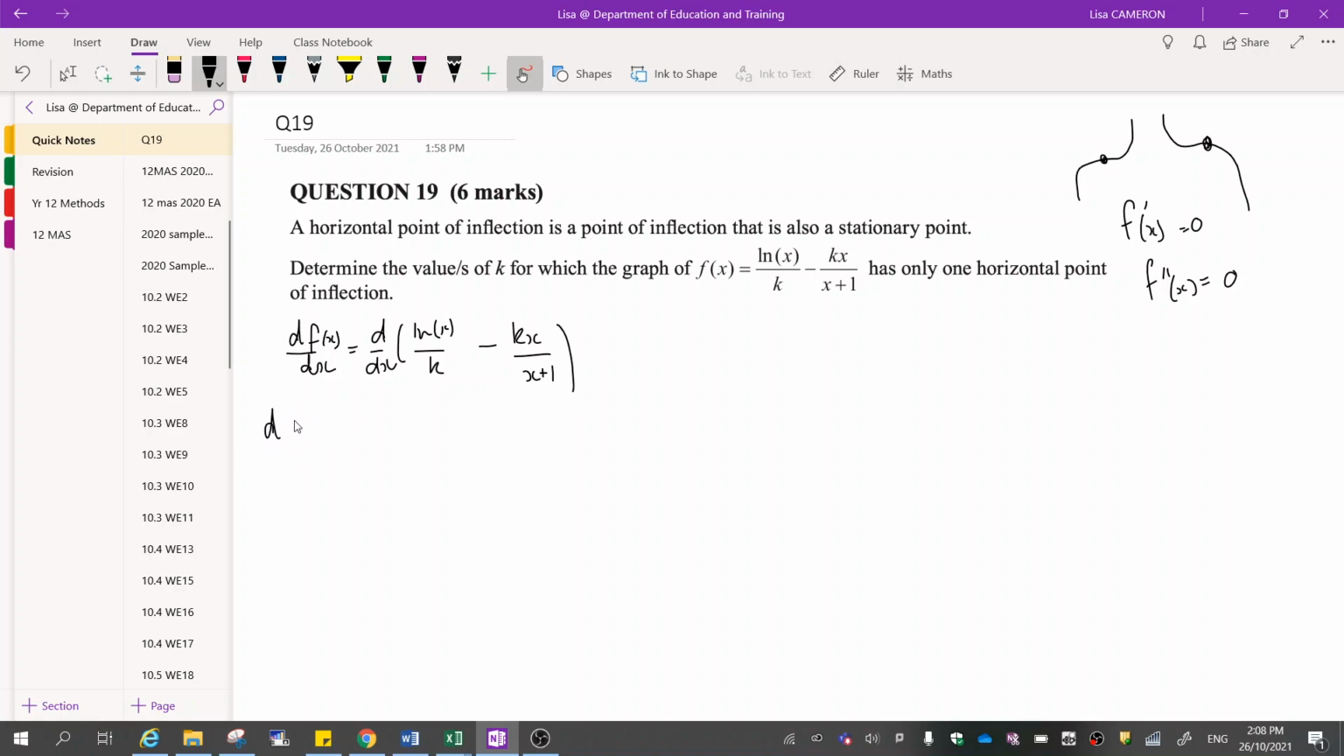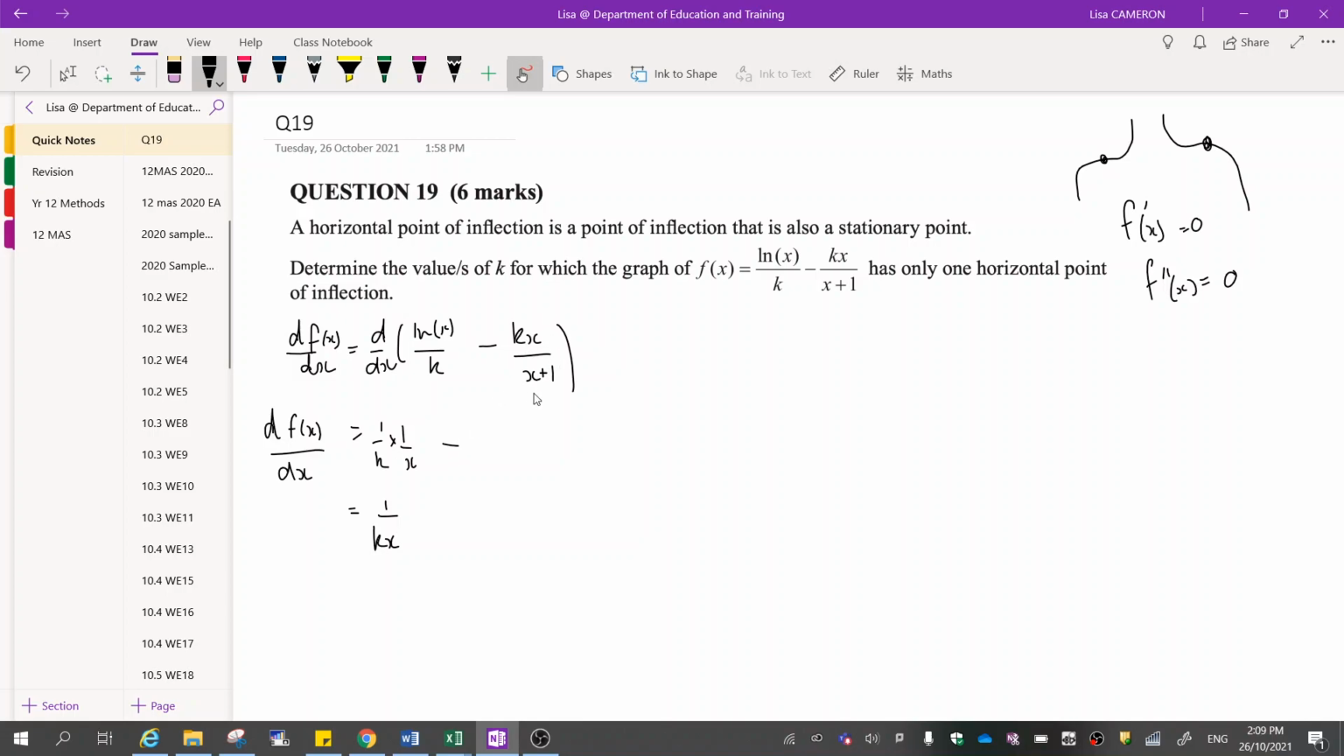So now when I derive, this first term in our expression will become 1 over k multiplied by the derivative of ln x, which is going to be 1 over x. So that's going to become 1 over kx.